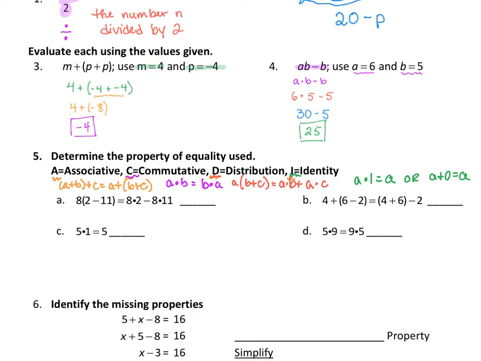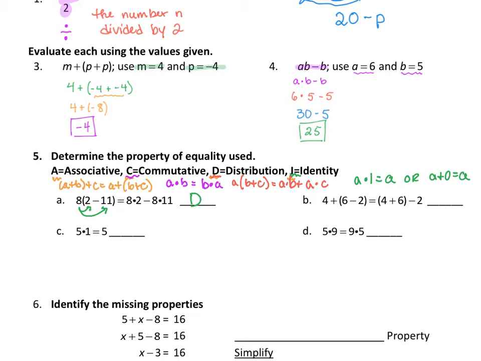The identity property, though, I did show for both multiplication and addition there, and I color-coded them: the orange is associative, purple is commutative, distributive is in red, and identity is in green. The first one, A, we can see the distributive property at work here. So we've got 8 times 2, 8 times 11. So we would just put a D there for the distributive property.